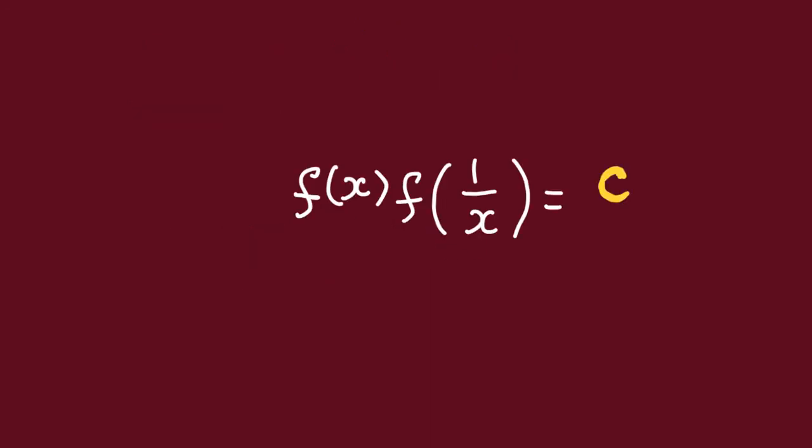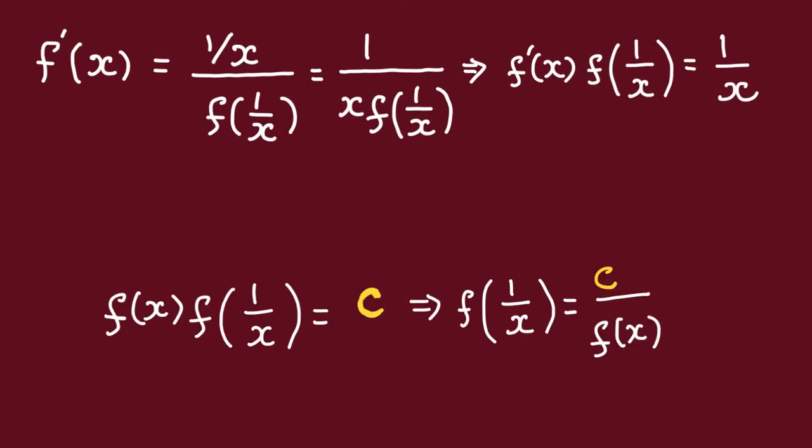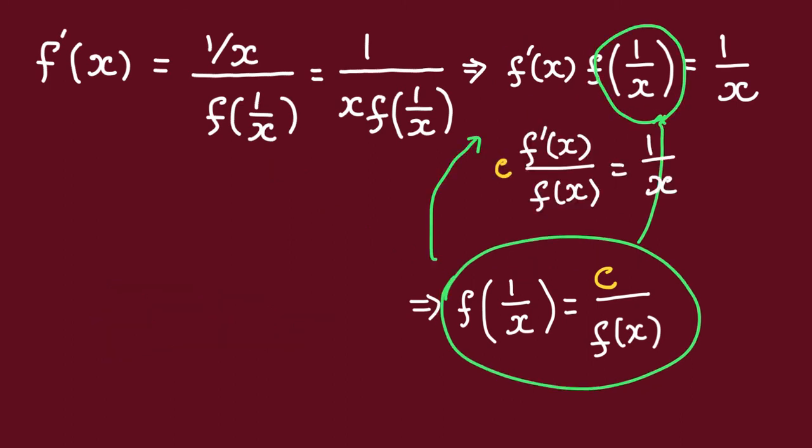So now that we got this new expression, let's try to substitute things back in. The idea is that we want to write everything in terms of just f(x) and f prime of x. Right, so we need to kill off all of the terms that have this f of 1 over x. So we write f of 1 over x as c over f(x), and then we can plug it in here or here, the same thing. Now, if we indeed plug this into here, then what we get is that c times f prime x over f(x) is equal to 1 over x.